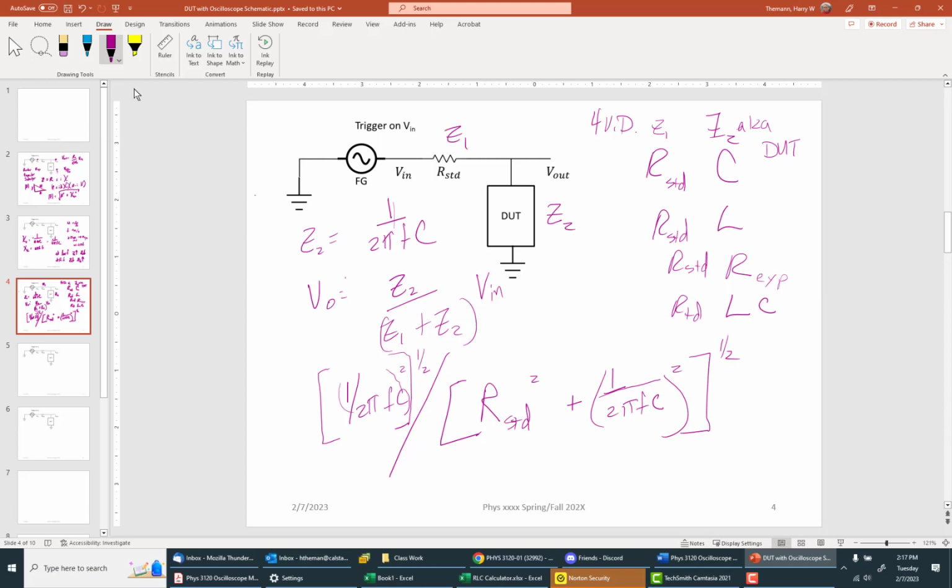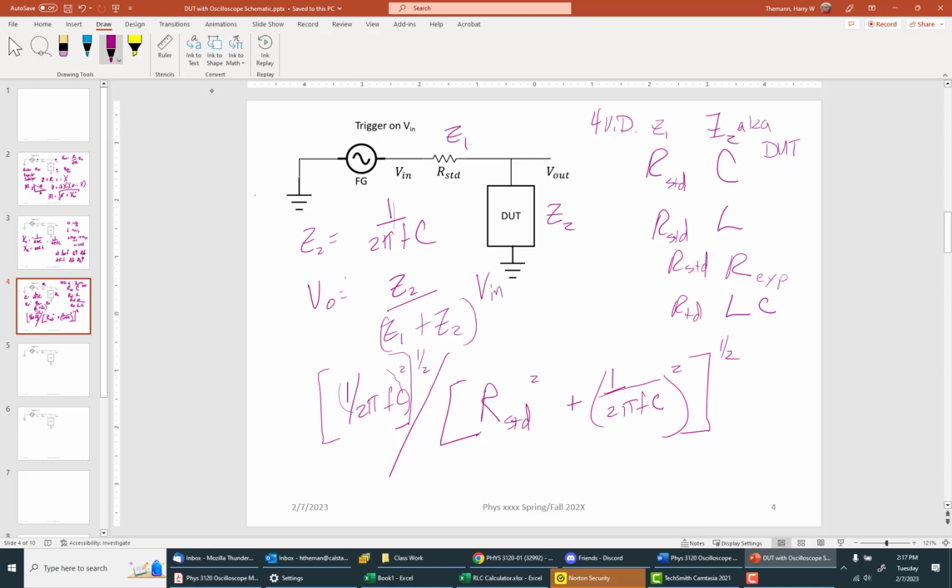Laura, where does that expression you just wrote come from? Oh, if you measure Z2 as a function of frequency, you figure out that the impedance of a capacitor is 1 over 2 pi fc. Is that what you're asking me?